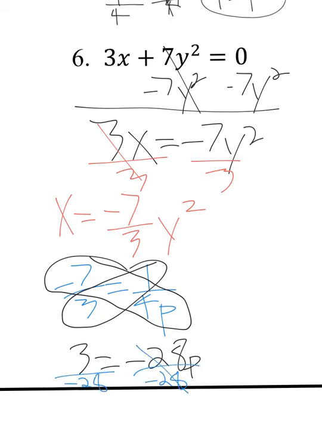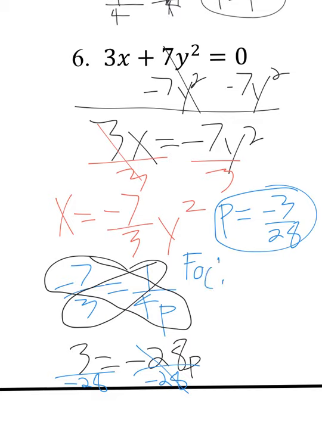So my focus will be negative 3 over 28 in the x-coordinate, and then the y-coordinate will be 0. My directrix will be x equals, and I'll flip the sign, so positive 3 over 28. And then my axis of symmetry, since everything was x equals, the axis of symmetry will be y equals 0. And that's it for number 6.